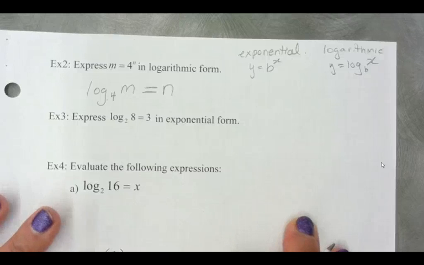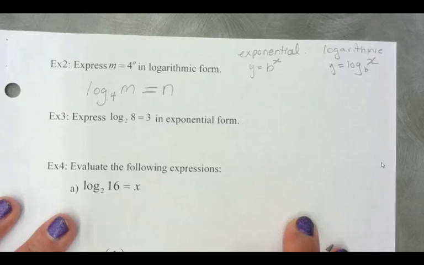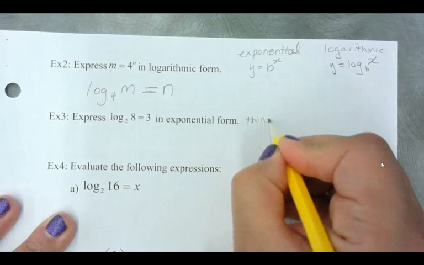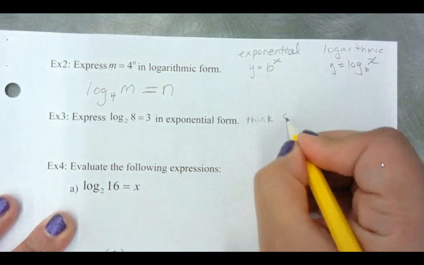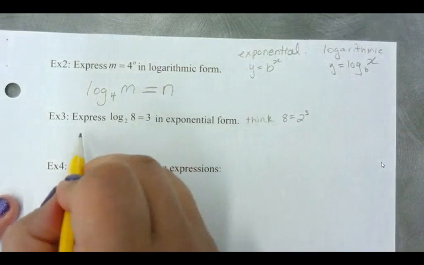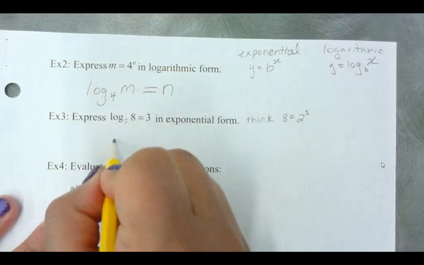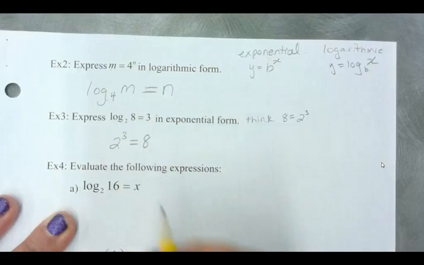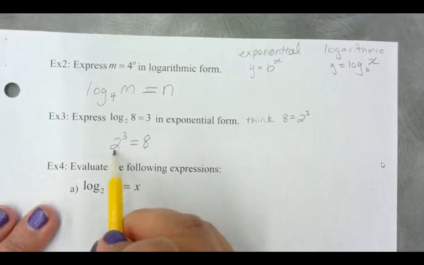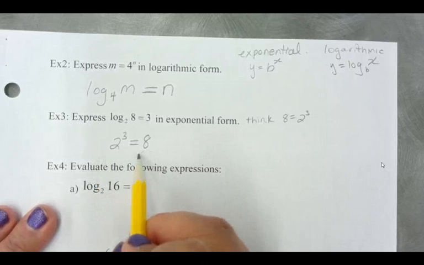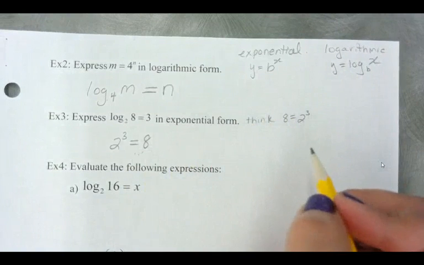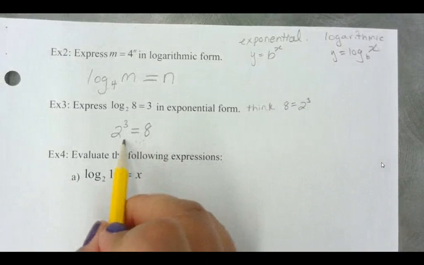And then express log base 2 of 8 equals 3 in exponential form. One thing I want you to think back to from the investigation we did: what is 8 equal to? 8 is equal to 2 to the power of 3, right? That helps us remember what we've got. And 2 to the power of 3 is equal to 8. Our thinking of what it actually means translates exactly to what the values are. So this is exponential form, and we know that this is true, right?